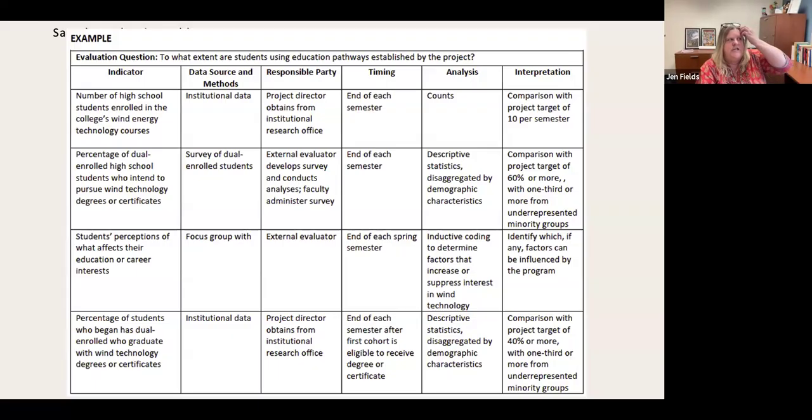So for this question specifically, on the far left, you'll see indicators, and then data sources and methods, who the responsible party is, and what the timing is. So this matches that slide we had a little earlier. What data are you collecting? How are you collecting it? Who is collecting it, and when are you collecting it? Okay, so next slide.